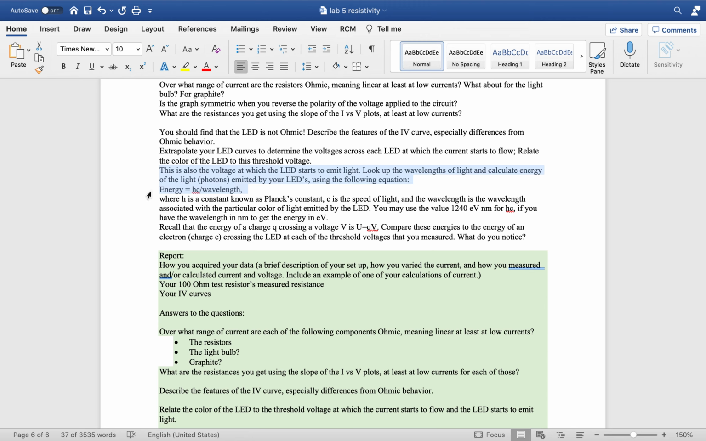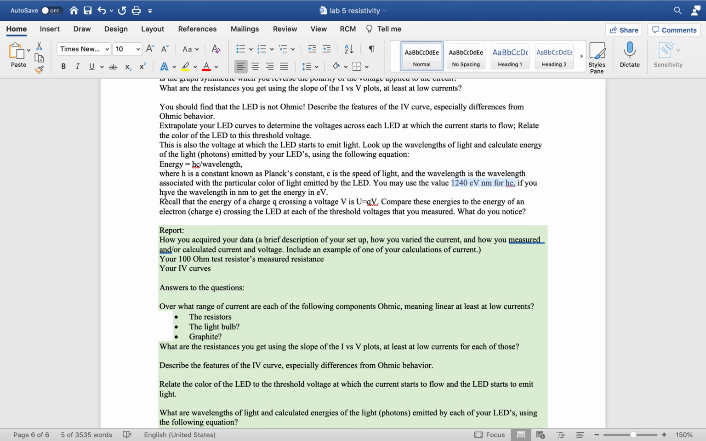So they have to use this energy equal to hc divided by wavelength. This is really Planck's equation where h is a constant, called Planck's constant, c is the speed of light, and the wavelength is the wavelength associated with that particular color of light emitted by the LED. Each student can use this value here, right? 1240 eV nanometer for hc, if the wavelength is in nanometers, otherwise they have to do a conversion.